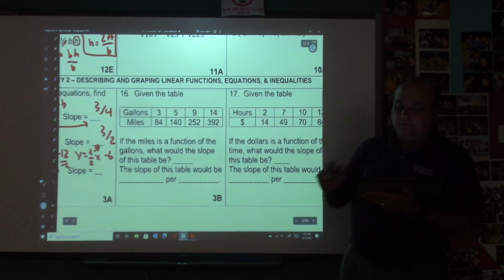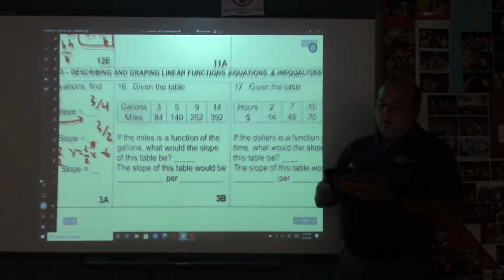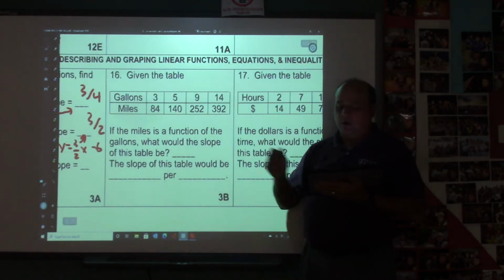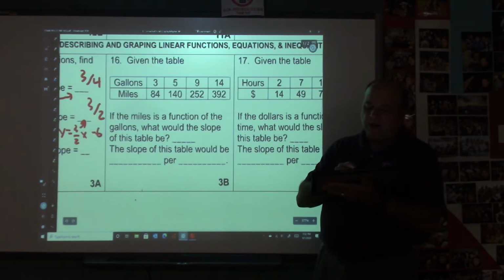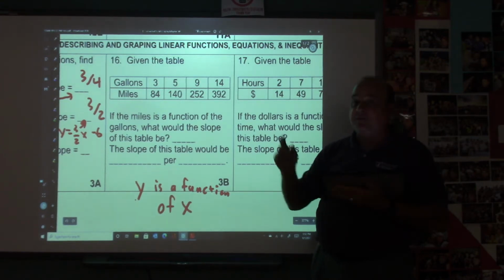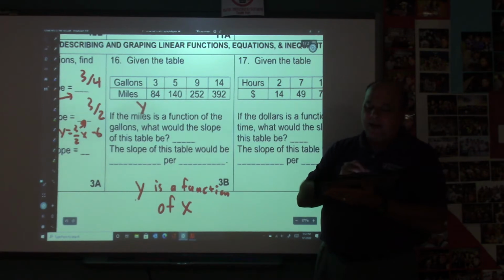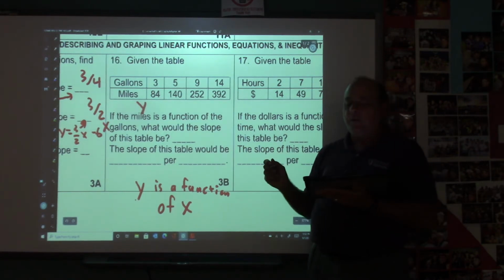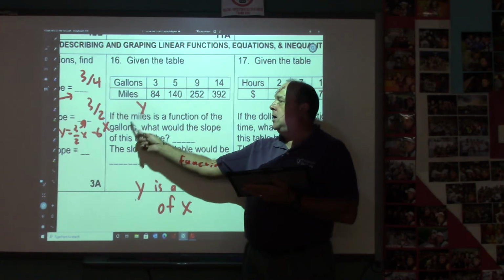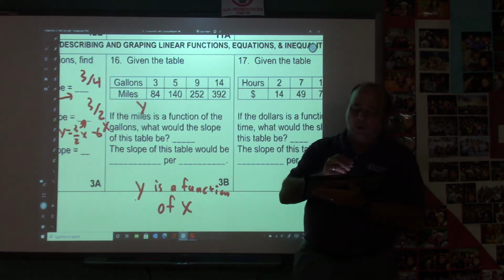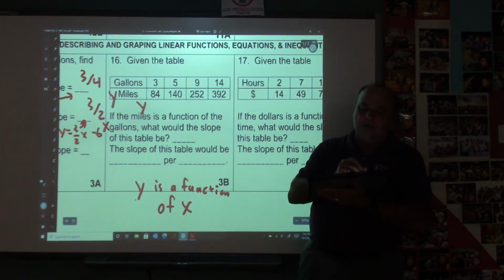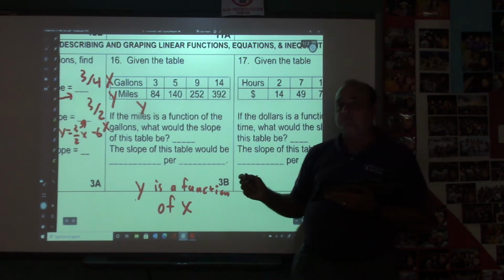Let's go to this one. Okay, this is important here. Right down here, write this down. Y is a function of x. And I've seen this flipped on the star. So right up here, label your y and label your x. So the y is the miles, the x is the gallons. So go up here. My y is miles and my x is gallons in it.